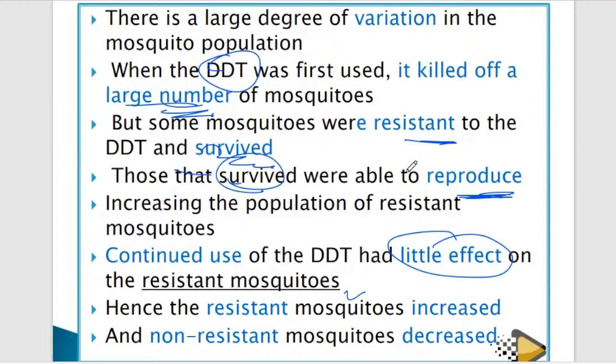It's not a big deal, but let's know how to apply it. Variation: you tell me which variation it is. Those which are able to survive the DDT and those which are not, those which survive the antibiotics and those which do not, those which survive the ARVs and those which do not. Those which survive reproduce in large numbers, while those which do not survive die in large numbers. They pass their genes of resistance to the next generation. Continued use of these ARVs, antibiotics or DDT will have little or no effect on these organisms. Therefore, the resistance has increased. So that's what you talk about.